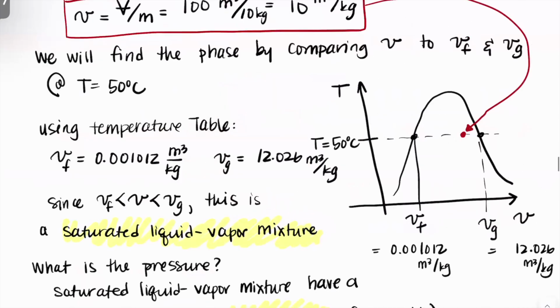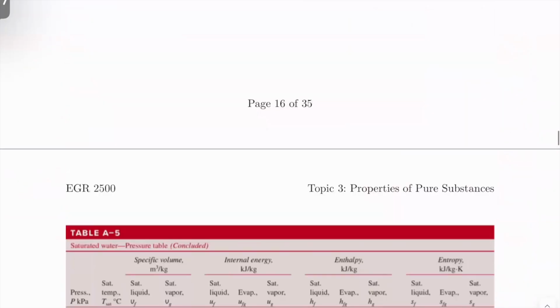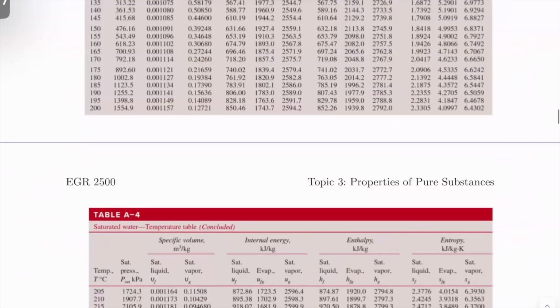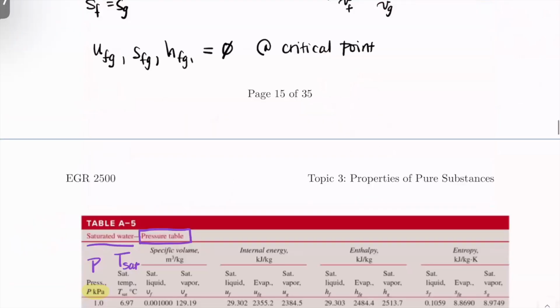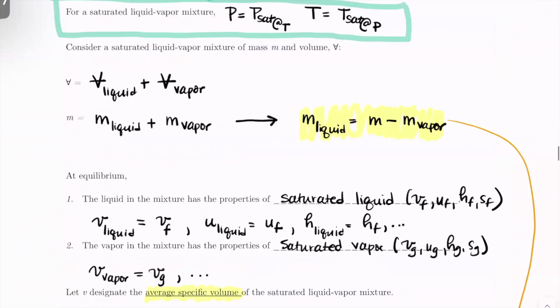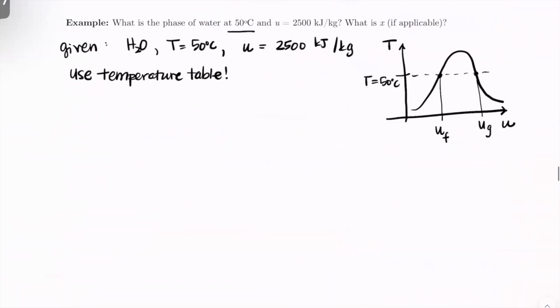All right, so let's go back to our temperature table. That's the pressure table. Keep going, keep going. Okay. We're still looking at this 50 degrees C line. All right, but now we want to find UF and UG instead of VF and VG, okay? So we're looking at these values. Okay, so let's see where our internal energy falls.